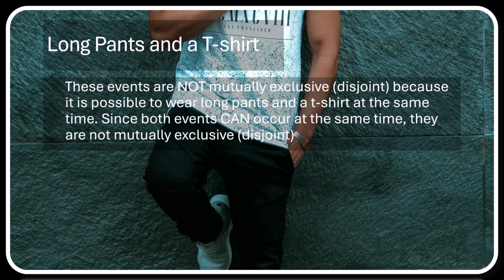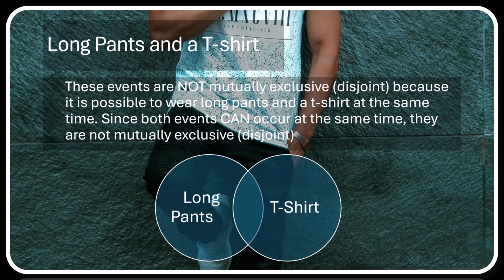Long pants and a t-shirt. These events are not mutually exclusive or disjoint because it is possible to wear long pants and a t-shirt at the same time. In fact, you've probably done it many times. Since both events can occur at the same time, they are not mutually exclusive or disjoint. If we drew a Venn diagram of the situation, the circles would overlap.